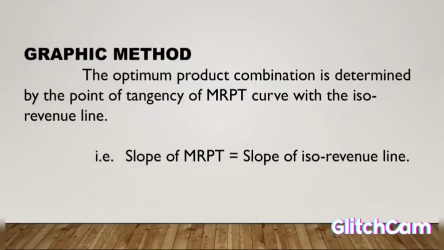In the graphical method, the optimum product combination is determined by the point of tangency of the MRPT curve with the ISO revenue line. The slope of MRPT is equal to the slope of the ISO revenue line.